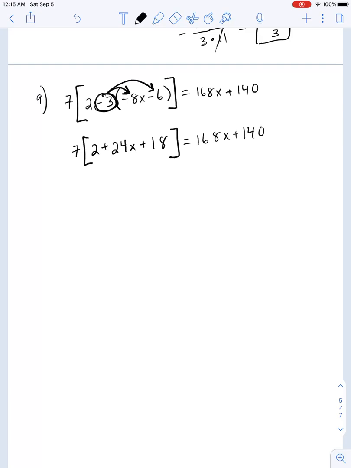So now it's looking a little cleaner here. Now this 7, let's distribute and multiply it to each one of those as well. So 7 times our 2 is 14. 7 times our 24 is 168x. And then 7 times your 18 is 126.